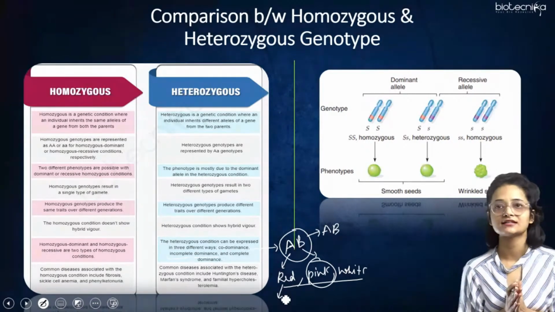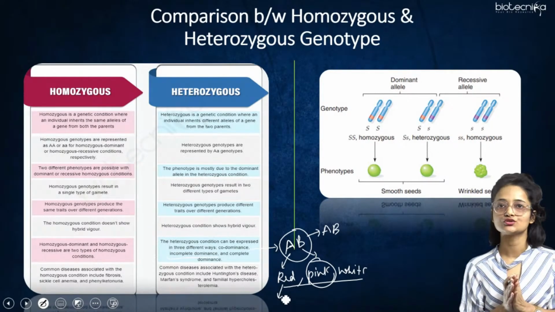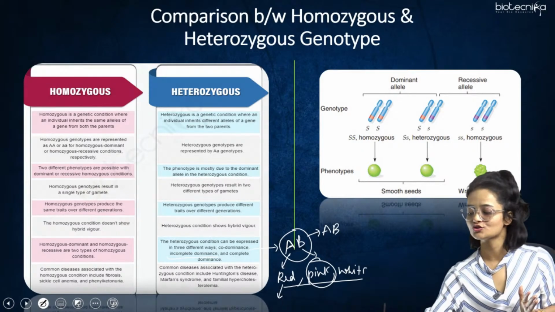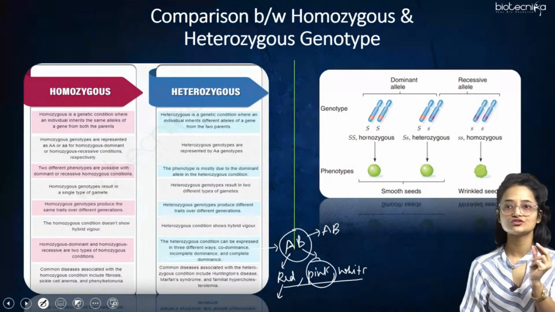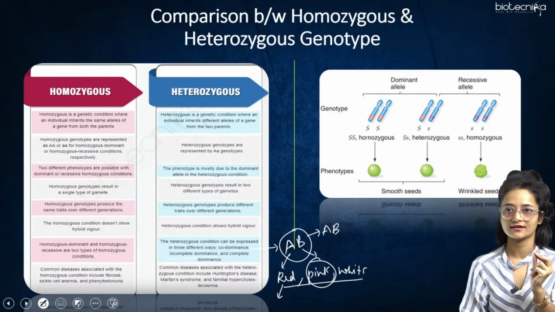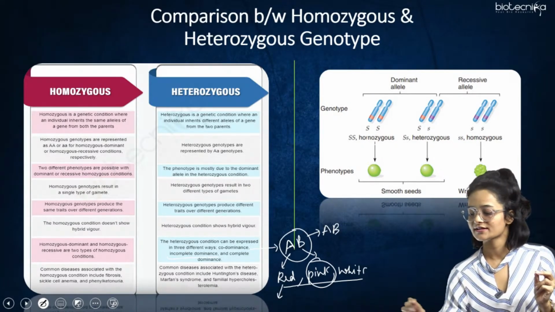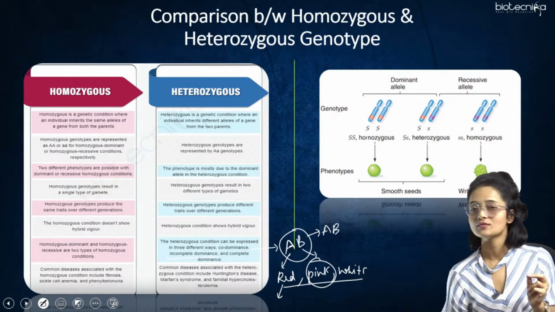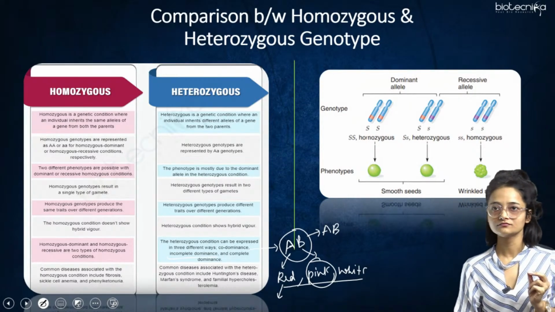From the figure, we can see that two different types of alleles, dominant allele and recessive allele, are given. So the genotype is given as capital S, which is the homozygous form. This is the true trait, or the pure trait, you can say, right? This is the homozygous dominant one. This is the heterozygous one, and this is the homozygous recessive form.